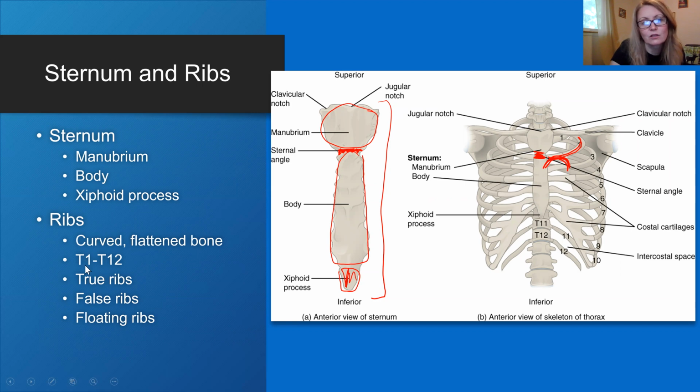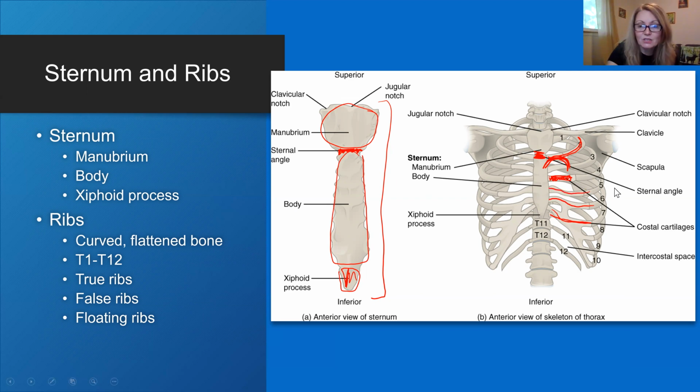They attach to thoracic vertebrae T1 through T12. So shown over here, we have true ribs, false ribs, and floating ribs. True ribs, another name is vertebrosternal, because they attach to vertebrae and to the sternum through cartilage. Each rib has its individual cartilage. So we have seven true ribs.